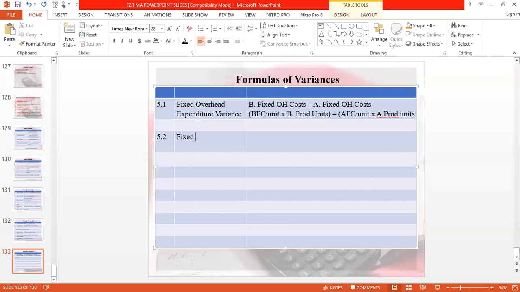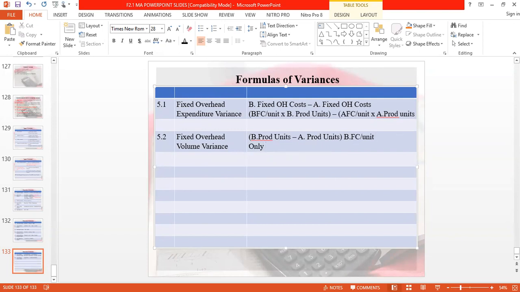5.2, what did we call 5.2? Fixed overhead volume variance. It is budgeted production units minus actual production units times budgeted fixed cost per unit. Some people call it FOAR, which is still the same.